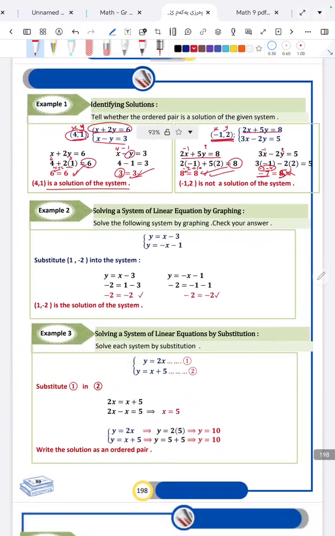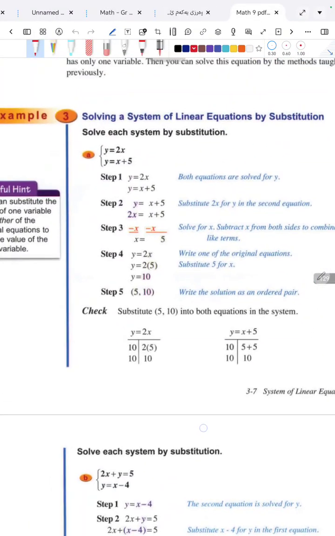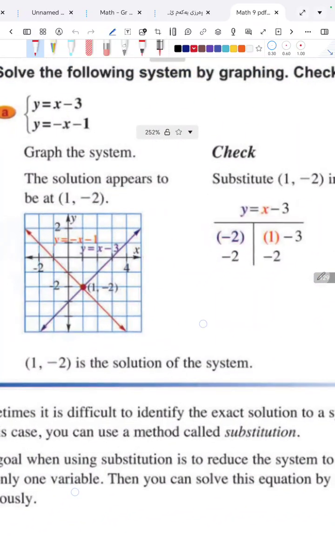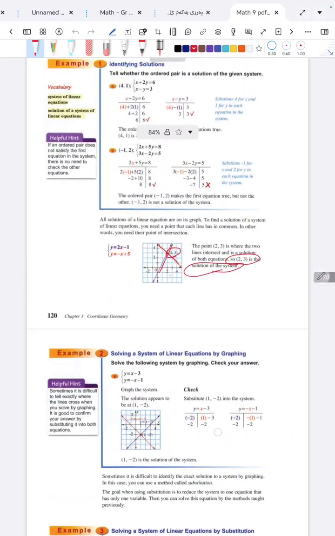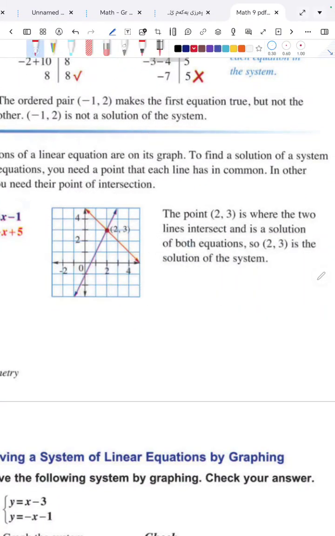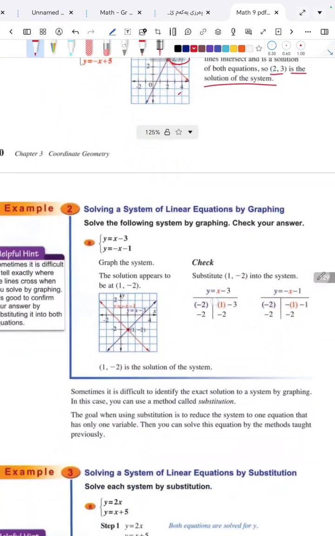For the second case, sometimes you have a graph, okay? You have to find the ordered pair by yourself. Check in which point the two lines intersect each other. Here at 2, 3, they intersect each other. That's why we will say 2, 3 is the solution of the system.